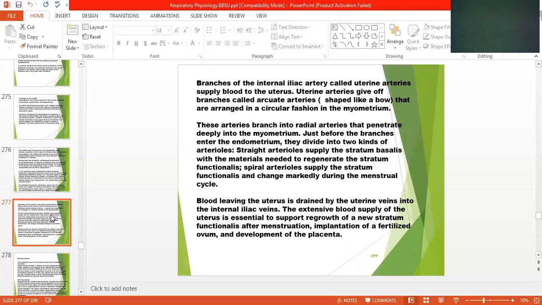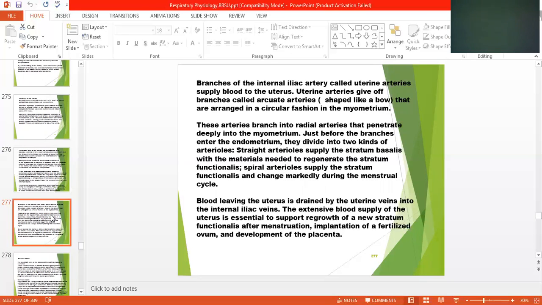Branches of the internal iliac artery called the uterine arteries supply blood to the uterus. Uterine arteries give off branches called the arcuate arteries, shaped like a bow, that are arranged in a circular fashion in the myometrium. These branch into the radial arteries that penetrate deeper into the myometrium. Just before the branches enter the endometrium, they divide into two kinds of arterioles, meaning small arteries.